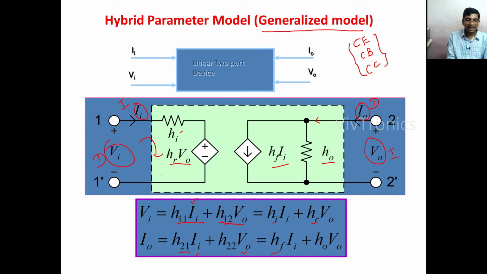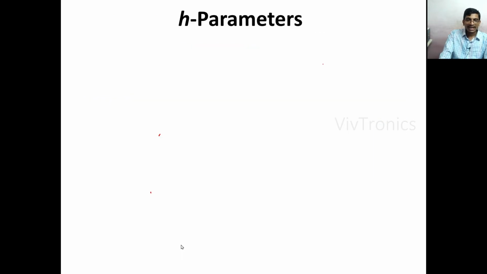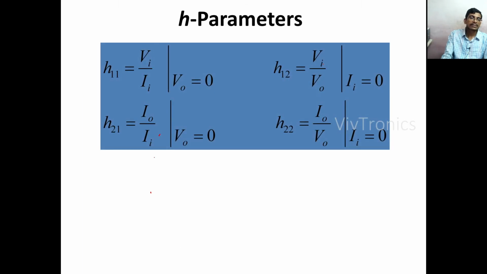And if we put V0 is equal to 0, then we can get the H11 and H21 values. So these equations can be written as H11, when V0 is equal to 0, H11 is equal to Vi by Ii, that is nothing but the input resistance. V by I is nothing but the resistance. And when V0 is equal to 0, H21 can be written as I0 divided by Ii, output current to input current ratio, that is nothing but the current gain.